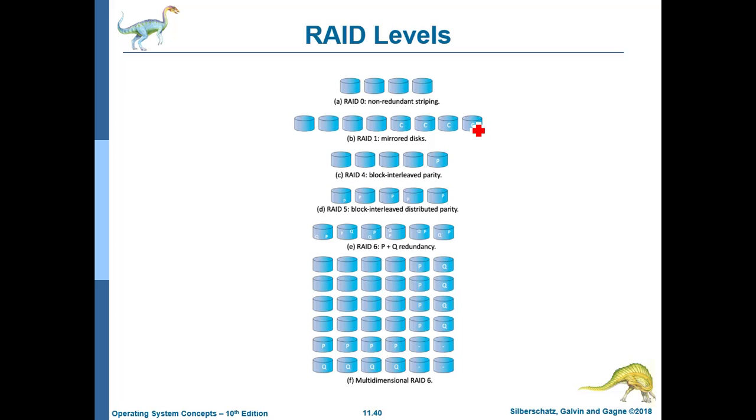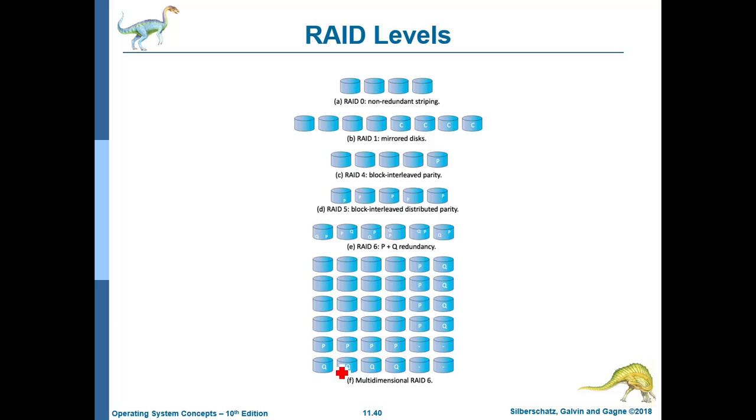Next is RAID 4, block interleaved parity. We have these stripes, and then another fifth disk which is solely used for parity, for checking errors for the disks. Then we have RAID 5, block interleaved distributed parity. Instead of using one hard drive dedicated to parity, the parity is distributed and spread well across the RAID implementation. Next is RAID 6, P plus Q redundancy. Aside from the parity, we have another, which is Q, to strengthen security if ever one of the disks fails.